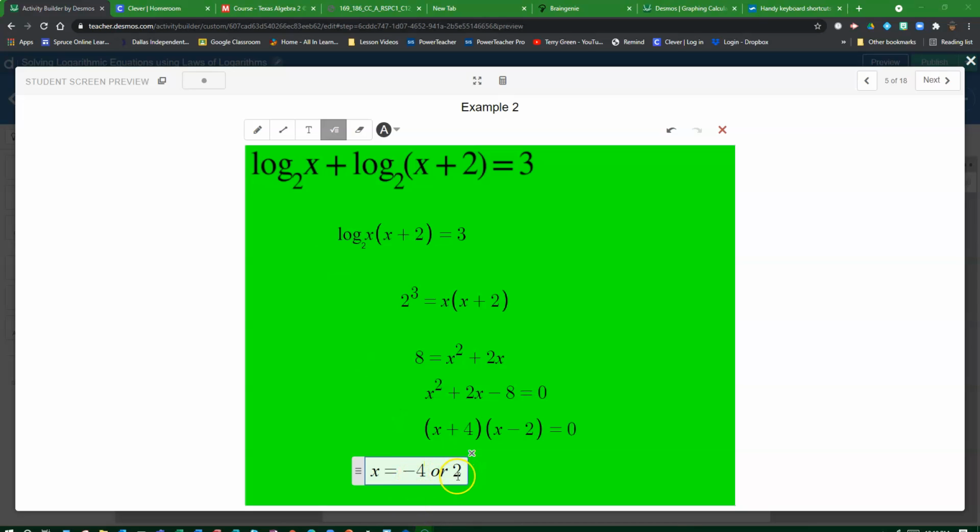And if we substitute and check it out with 2, we'll discover it works. The log base 2 of 2 is 1, and the log base 2 of 4 is 2. So 1 plus 2 is 3. So 2 is actually the only correct answer that we have. We threw out negative 4 because that would have given us a negative argument, and that's not allowable.